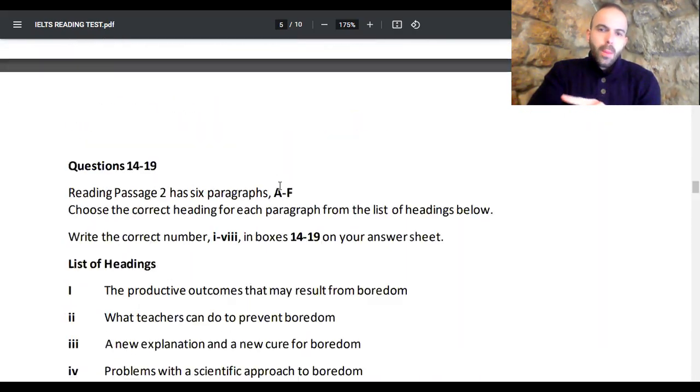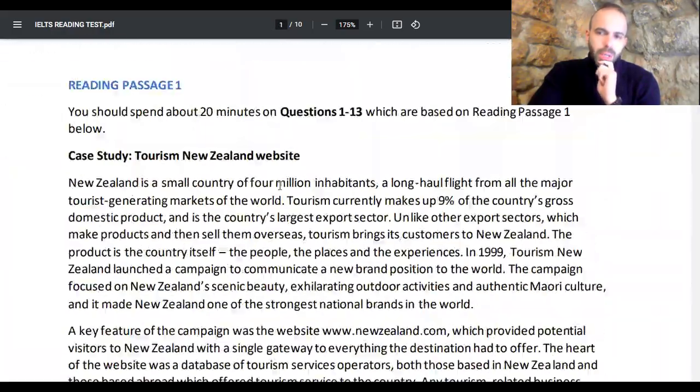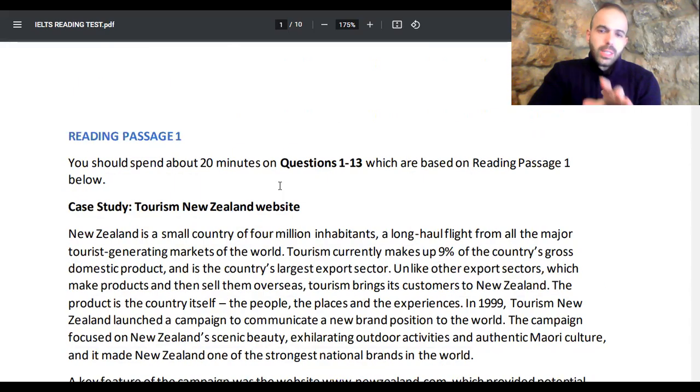However, let me just go back to reading passage 1 and show you some very important tricks. As you can see in reading passage 1 here, the text says you should spend about 20 minutes on questions 1 to 13, which are based on reading passage 1 below. However, I recommend spending about 15 minutes on reading passage 1, 16 or 17 minutes on reading passage 2, and the rest of the time has to be spent on reading passage 3, because it's the most challenging passage.